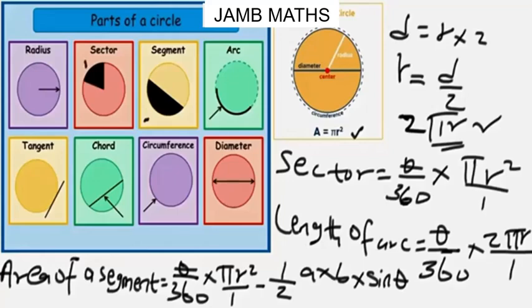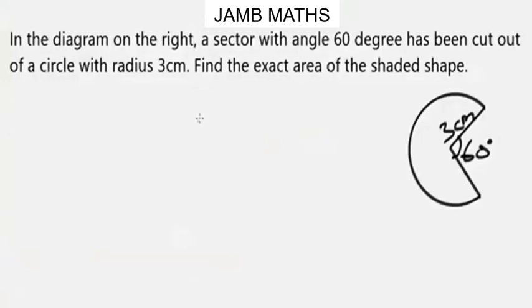Okay, so let's wipe this. Okay guys, now let's look at this question. Math practice question on circle, area of a circle. It says, in the diagram on the right, a sector with angle 60 degrees has been cut out of a circle with radius 3 cm. Find the exact area of the shaded shape.